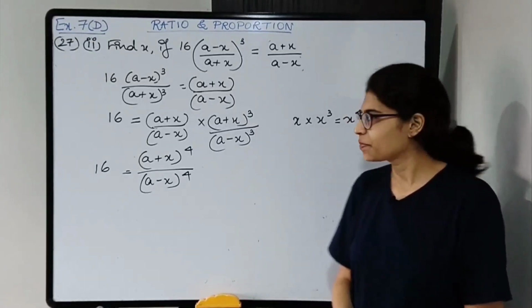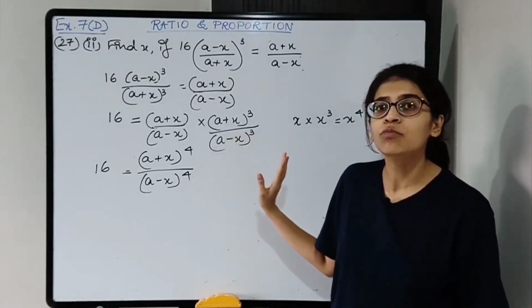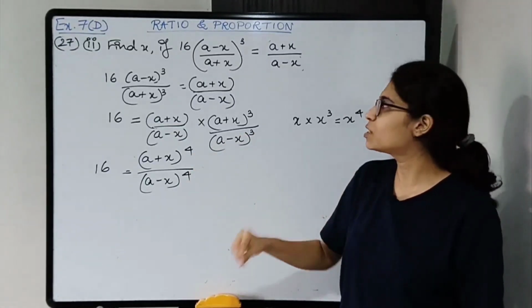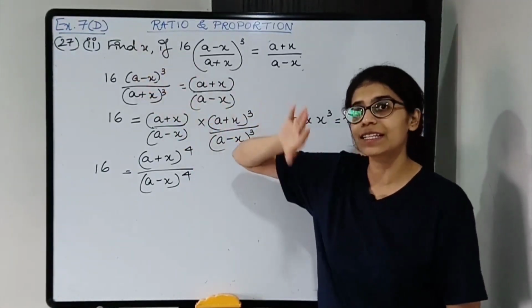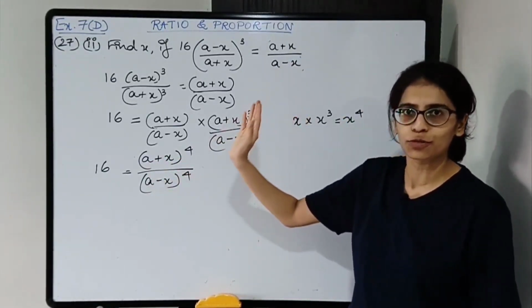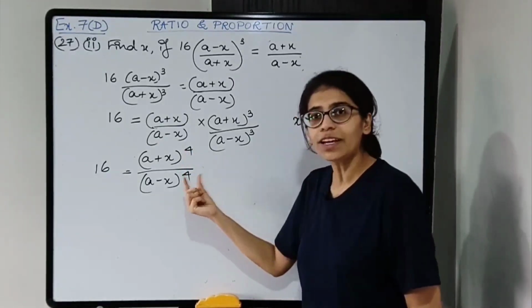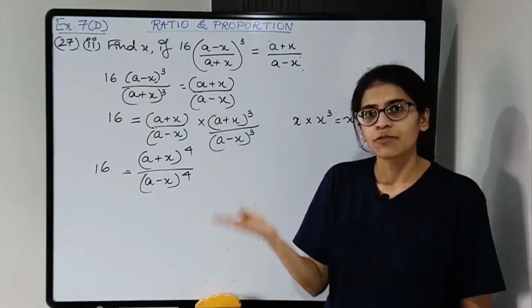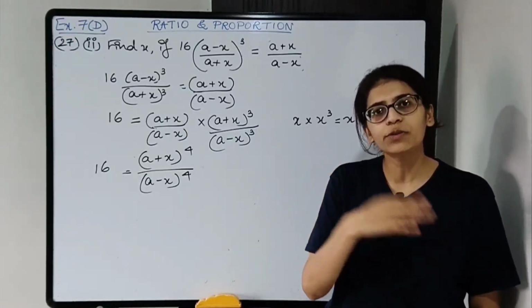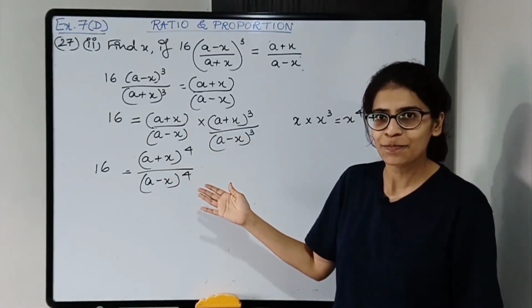Okay, I have raised to 4, and I want to remove 4. Why? Because I need to find the value of x. I don't want x raised to 4 and I don't even know the identity for the whole raised to 4. So what I can do is remove this. I need to take the 4th root. For square you take square root, for cube you take cube root. So for 4 you will take the 4th root on both the sides.